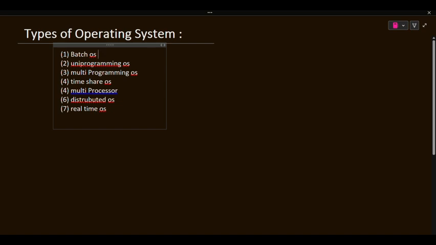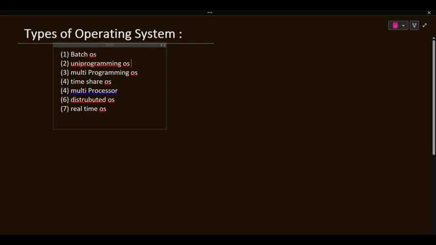First one, batch OS. The batch OS is the first operating system which was introduced. In batch OS, the requirement of a user is written on a punch card using some punches, and these punch cards are collected and formed as jobs. Now these punch cards are given to a computer operator who scans the punch cards, interprets the operation, and tells the hardware to execute that command.